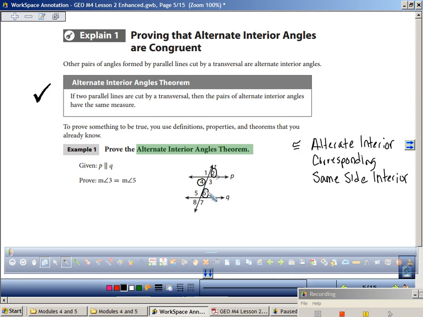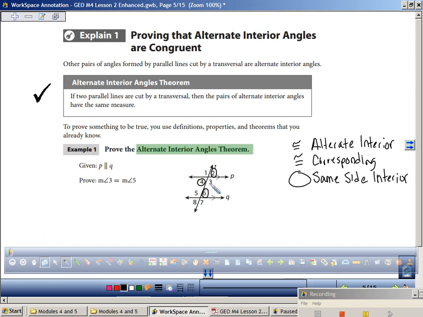Corresponding angles would be like 2 and 6. They're in the same spot. If they're in the same spot, are they congruent or supplementary? Congruent. Why are they congruent? Not just because they're corresponding. Look, they're in the same spot. If they're in the same spot, they share the same angle, right? Same spot, same angle.